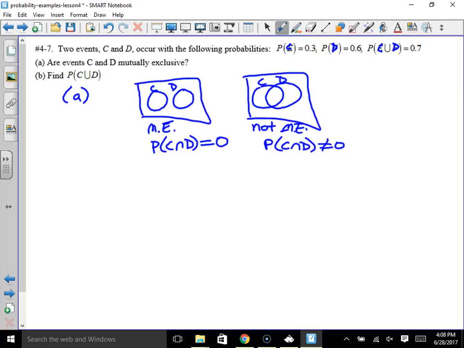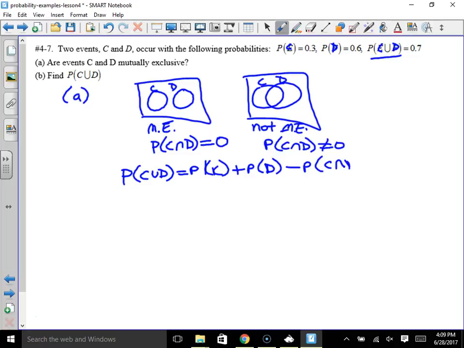So for me to answer this question, I'm going to have to figure out what is the probability of C and D. So how can I do that? Well, I'm given what the OR probability is, and there is an OR formula. So could we do this with a Venn diagram? I don't think we can, because if we try to fill out a Venn diagram, I have to know the inside part first, and that's actually what I'm trying to find. But I do know that the OR formula says this: the probability of C or D is equal to the probability of C plus the probability of D minus the probability of C and D occurring together.